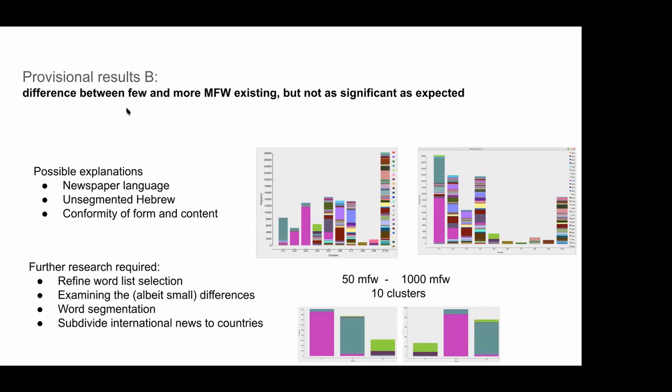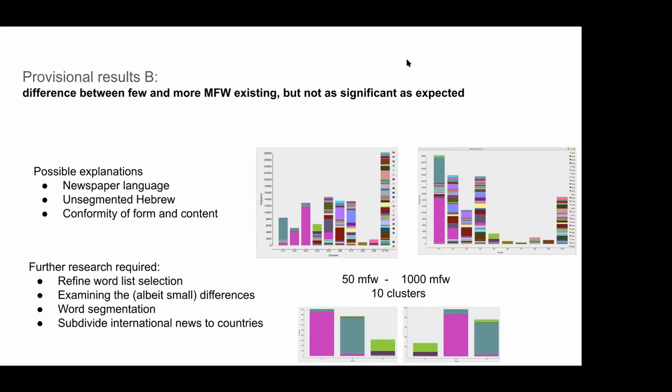I also used IDF, inverse document frequency, in order to strengthen the unique words in these results. And so the difference is much smaller than I would expect. You can explain this either by saying that there's simply a conformity of form, style and content.